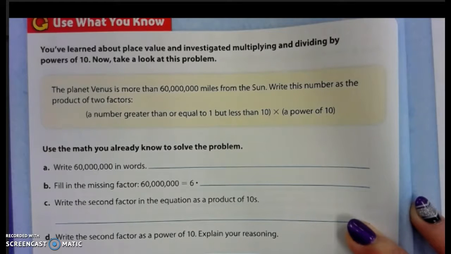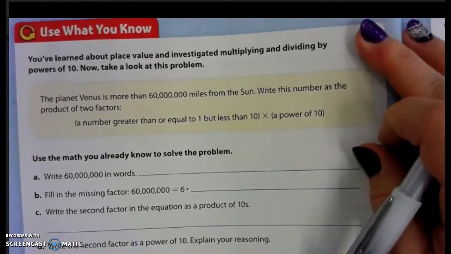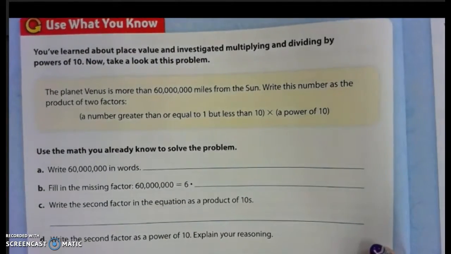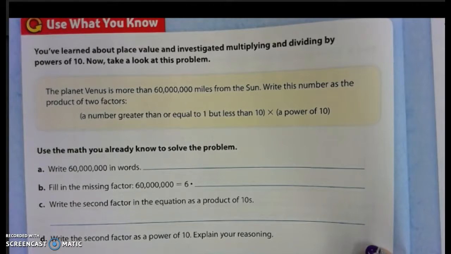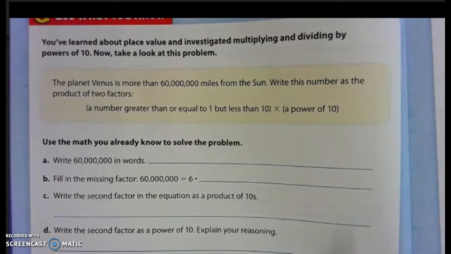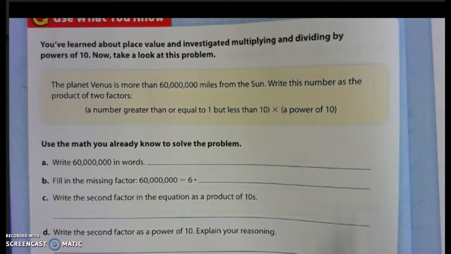Right, in your instruction book, lesson 4 on page 28, we're looking at scientific notation. You've learned about place value and investigated multiplying and dividing by powers of 10. Now take a look at this problem. The planet Venus is more than 60 million miles from the sun. Write this number as the product of two factors, a number greater than or equal to 1 but less than 10 times a power of 10.